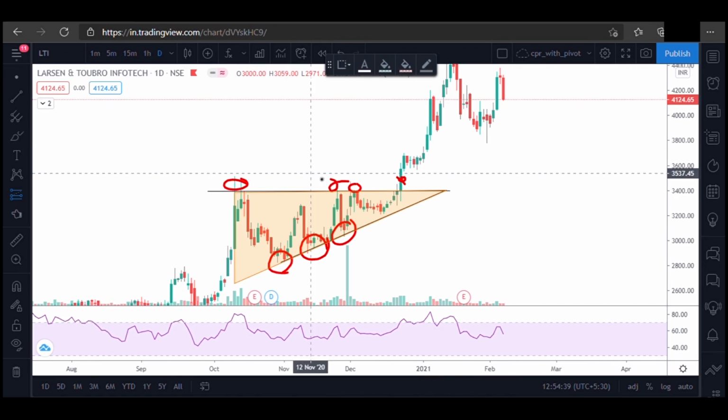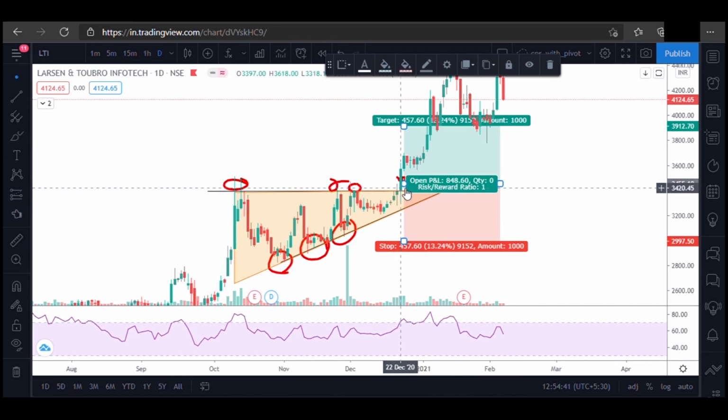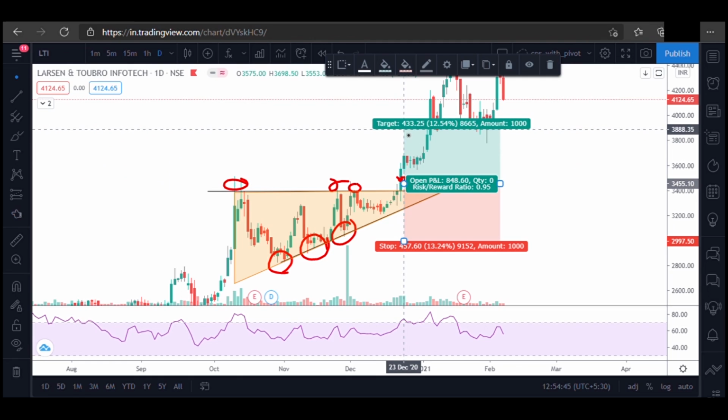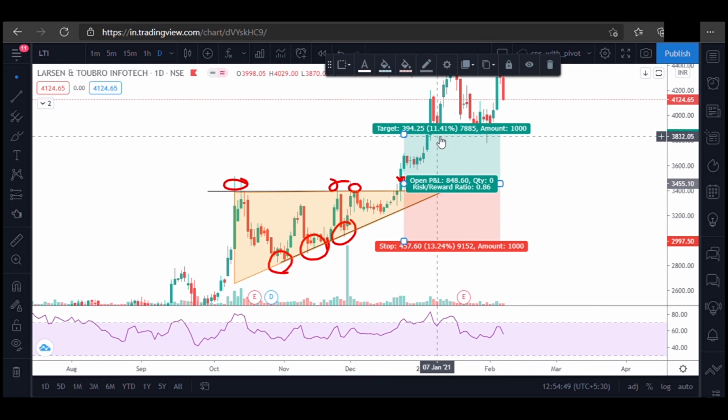Now let's see how I entered and where I booked my profit. I entered here after the confirmation and my profit was around 3,840 rupees. So this is where it is 11.45%. My stop loss is here.